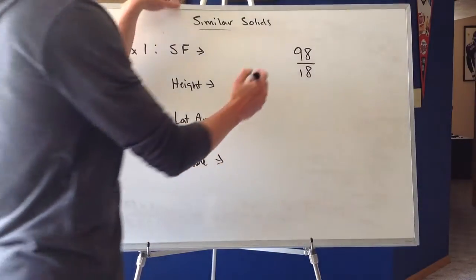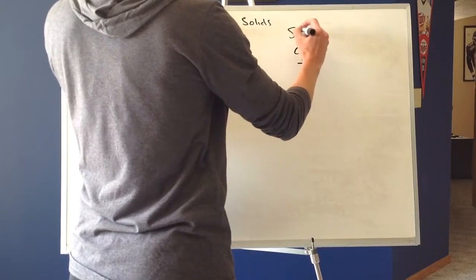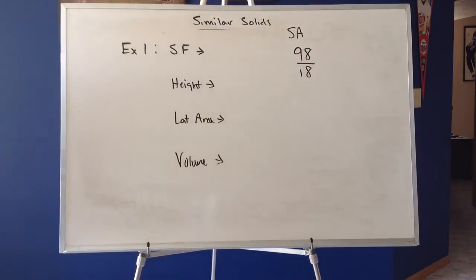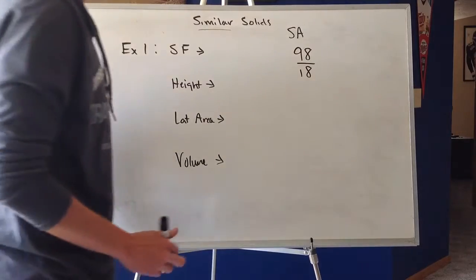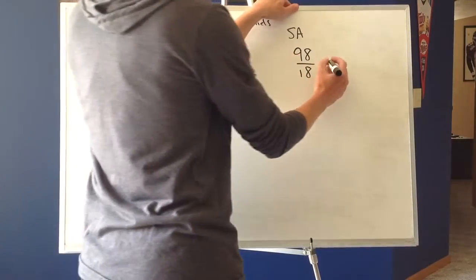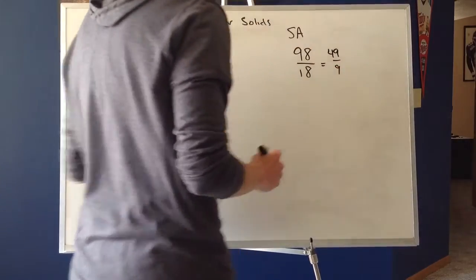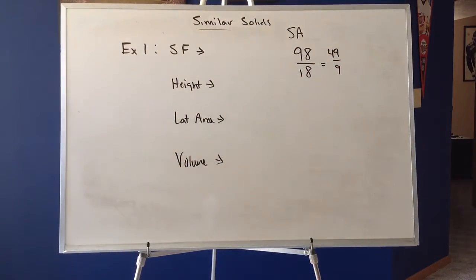So this is area. It was surface area. What I have to do first of all is always make sure I reduce it. You remember when we dealt with ratios, they were always reduced. So I can reduce each of these by 2, and it would become 49 over 9. So first thing you want to do is reduce.